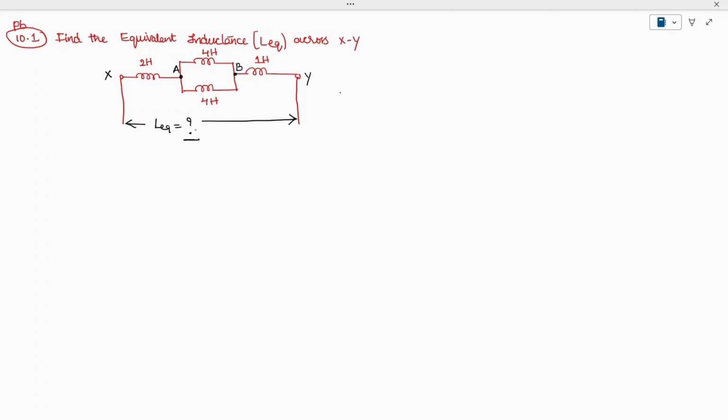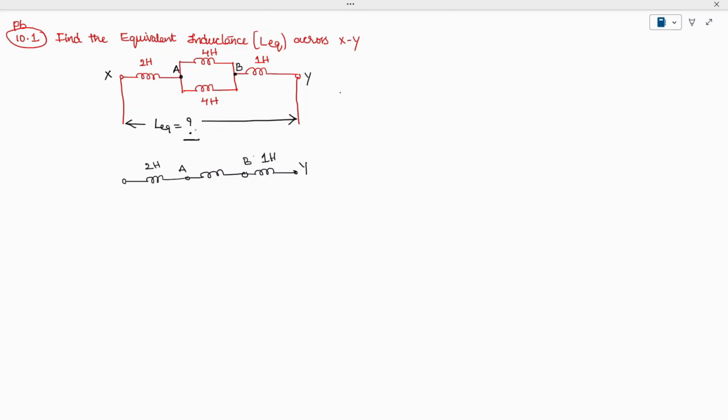I can say here 4 and 4 are connected in parallel. So the resultant I am going to draw here. This is one inductor across the terminal A, and the resultant is across the terminal B. So you have inductance at B and one more inductance is connected up here. This value is 2 Henry, this value is 1 Henry.